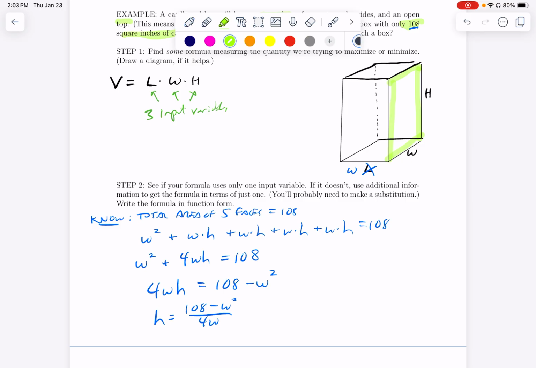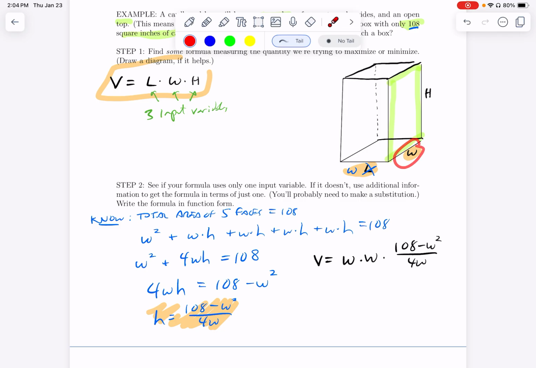So I know that W and L are the same thing. And I know this is my relationship for H. So I could go back to this formula and write this just in terms of W. I can say that V is length, which is the same as W, times W, times height, which is this expression. If I know simply the width, I can figure out the corresponding length, the corresponding height, and the corresponding volume.